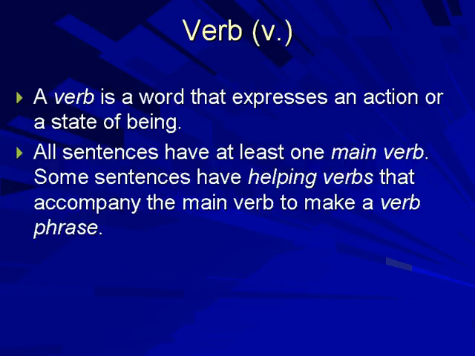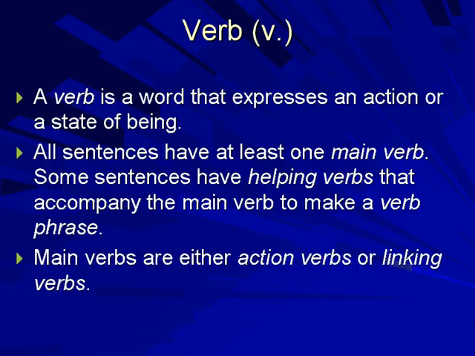Here are some more basic definitions. All sentences have at least one main verb. If there's no main verb, then it's not a sentence, it is a fragment. Some sentences have helping verbs that accompany the main verb to make a verb phrase. So we'll be talking about helping verbs and verb phrases towards the end of this lesson. In fact, in part 2 of this lesson. Main verbs, in turn, are either action verbs or linking verbs. So we're going to be talking about main verbs first here, and we will start out with action verbs.